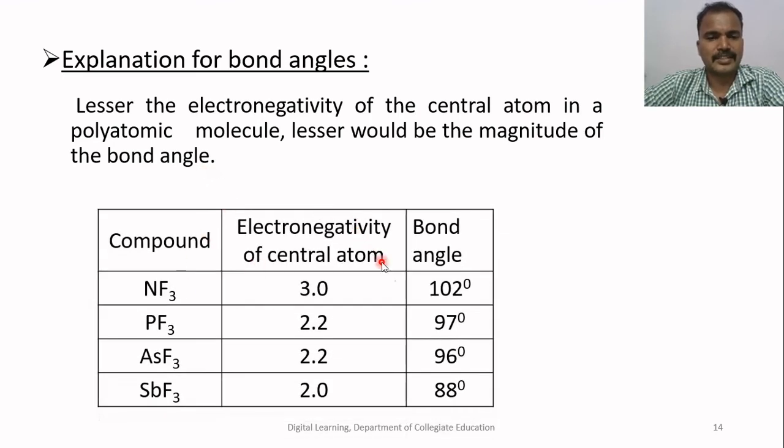Let us consider this table. It includes the trifluorides of the group 15 elements in the periodic table, and then the electronegativity of the central atom. So it is 3.0, 2.2, 2.2, 2.0 like that. So as the electronegativity of the central atom decreases, the bond angle also decreases.